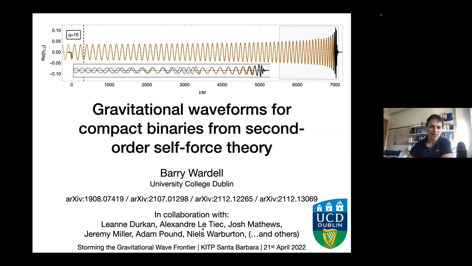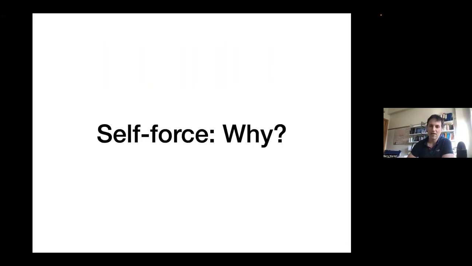So first up, for those who are maybe not so familiar with self-force, I'm going to talk about that, but even before talking about self-force itself, I'm going to give a little bit of motivation for why we might be interested in using this method for producing waveforms.